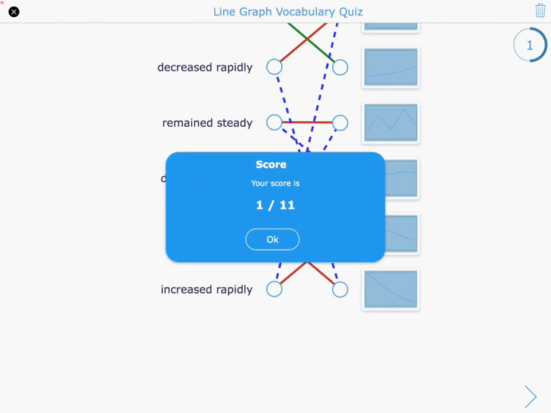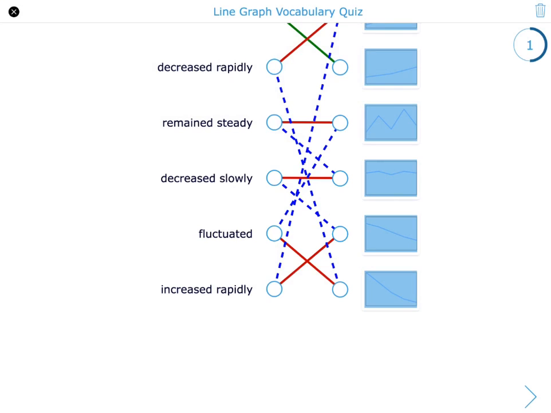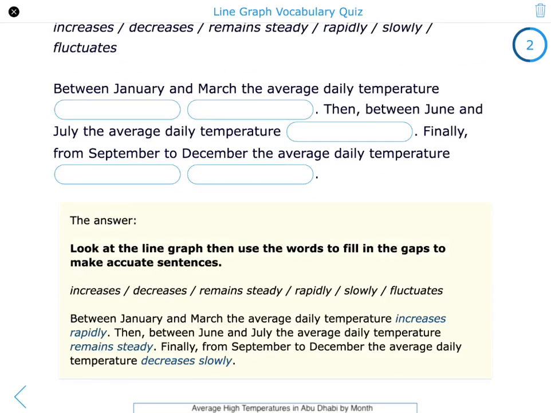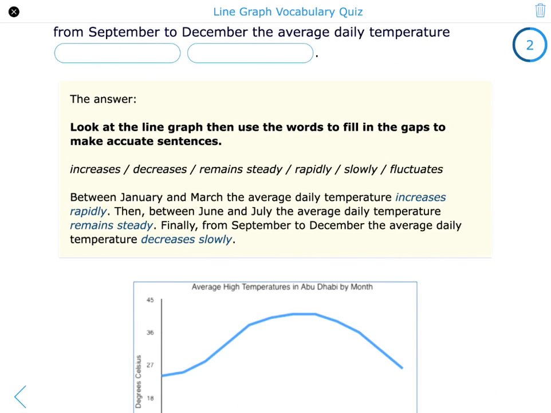and it shows them their score out of 11 and which ones they've got right for the matching exercise appear in green, the ones they got wrong appear in red, and when they're wrong, the dotted line shows the correct answer. In the second activity, it simply shows them the completed text with the correct answers.